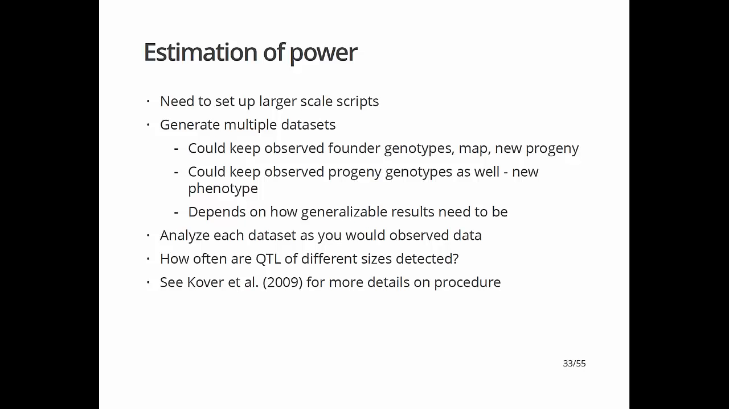Essentially, you're just analyzing each data set as you would the observed data. So you'll generate some QTL and you'll see how often you can pick them up. Generating individual QTL on a chromosome is the simplest way to do it, but it's not going to give you as good an idea of how your real data will perform as if you generate more complex scenarios. So it's a balance between how much time you have to explore lots of different options versus how realistic these scenarios are going to be.